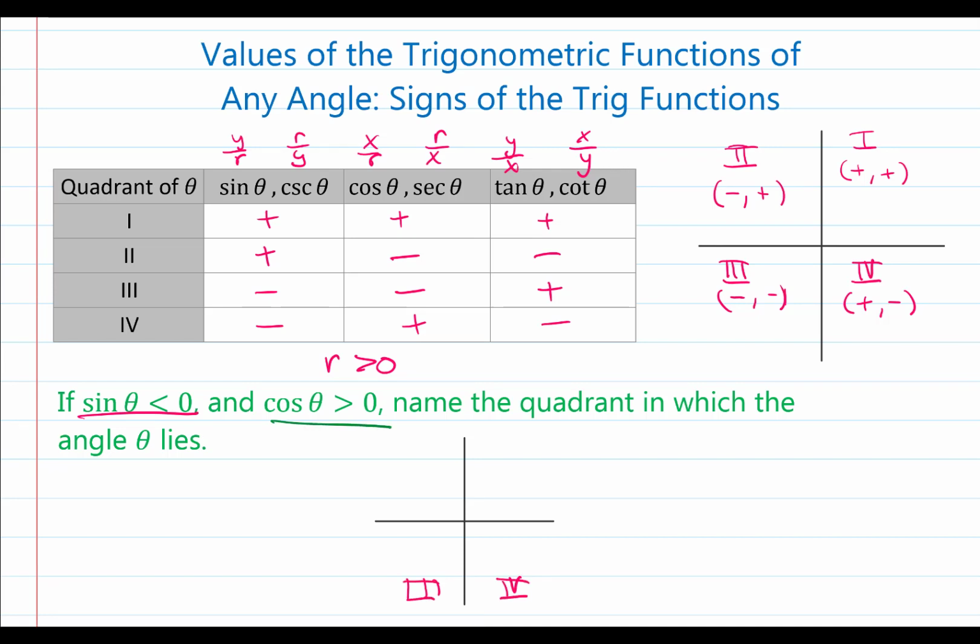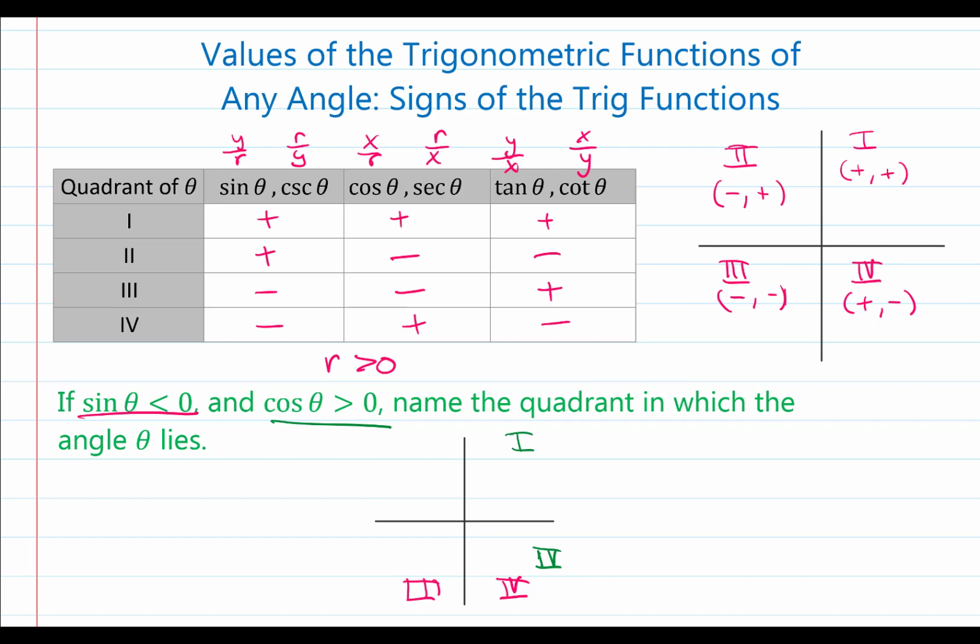But we also know that cosine of angle theta is greater than 0, which means it's positive. So cosine is positive in quadrants 1 and quadrant 4. So what you need to do is determine where the overlap occurs. The terminal side can't be in quadrant 1, because then it doesn't satisfy the first criteria, which is that sine of angle theta would equal a negative ratio. It can't be in quadrant number 3 because then it doesn't satisfy the second criteria, which is that cosine of angle theta is going to be a positive ratio. It has to be in quadrant number 4.